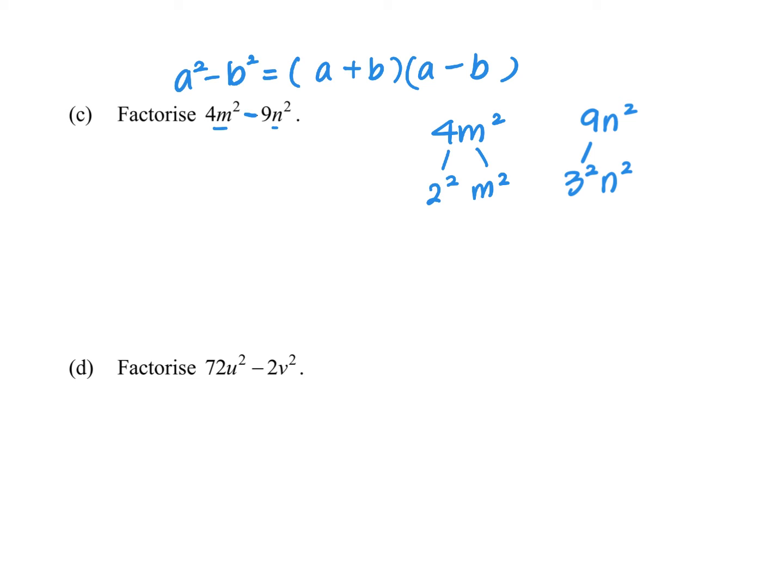So immediately we can factorize this into the answer that has two brackets and two different signs, 1 plus, 1 minus. 2m times 2m to give you 4m squared, and 3n times 3n to give you 9n squared. Alright, so we are using the special product here. A squared minus b squared equals a plus b, a minus b.